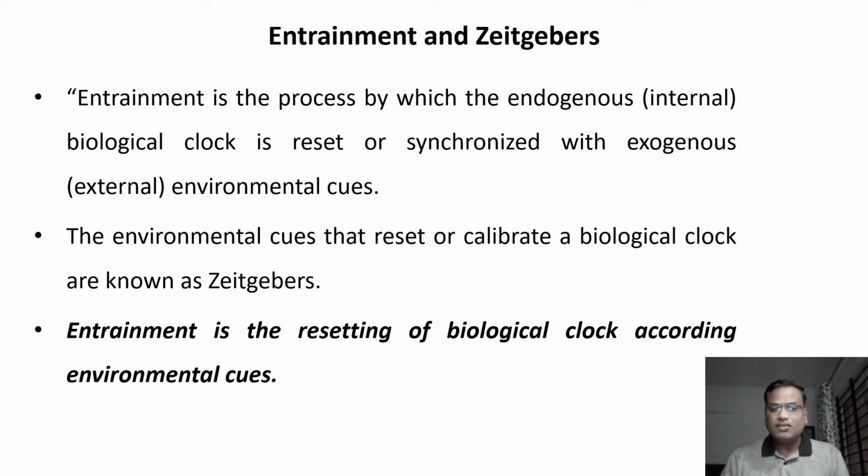Entrainment is the resetting of the biological clock according to environmental cues. Now this concept is a little bit technical, but try to understand one very important thing: the circadian rhythm, or 24-hour cycle, or biological rhythm of the body of the animal is internally regulated, but only when it goes out of sync does it take a cue from the environment. It is not vice versa, as we think in the beginning of studying the biological clock.